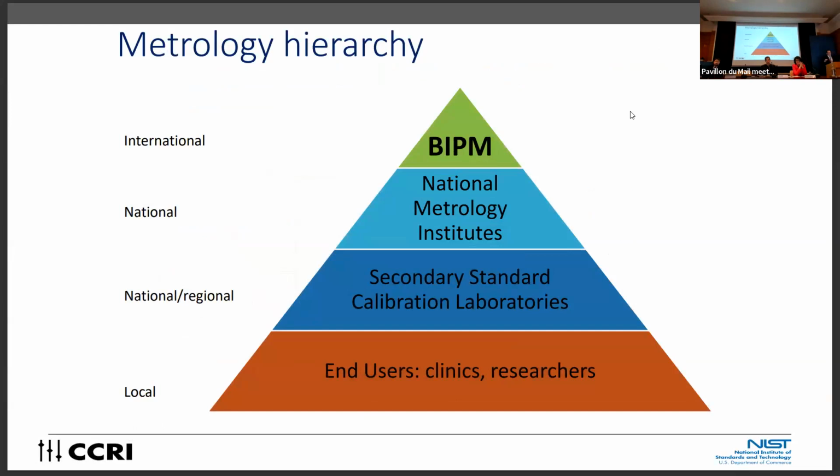So this forms a hierarchy of measurements. At the very top would be the BIPM, and they interact with the National Metrology Institutes, and then the National Metrology Institutes interact with the secondary standards calibration laboratories or source suppliers, and then finally, in an ideal world, they would interact directly with the end users and the clinical researchers. Depending on the region and the country, these interactions happen either on a regular basis or in an irregular format.